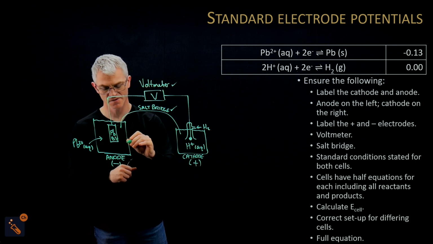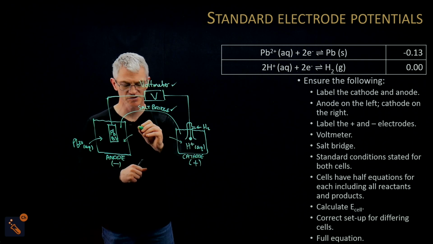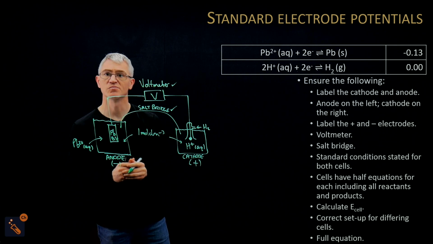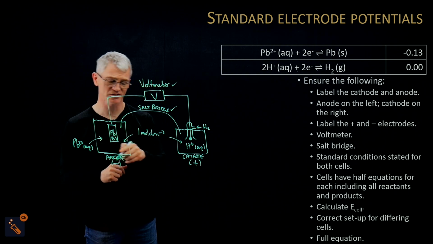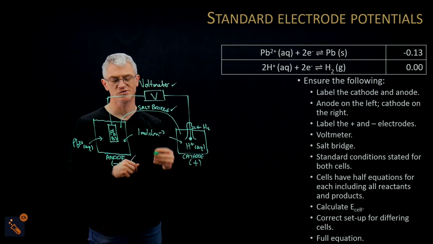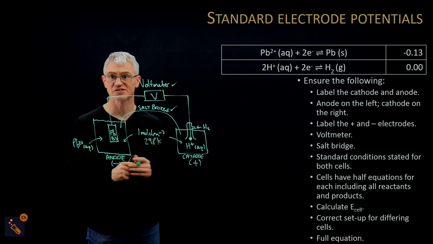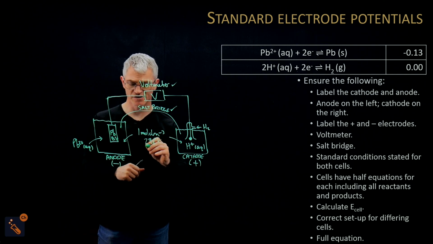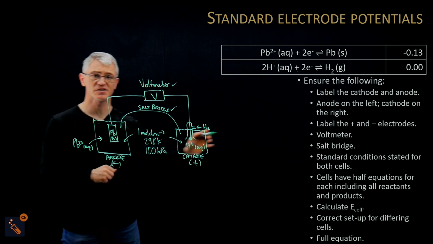Right, okay, so what I'm going to do is I'm going to put an arrow here. And I'm going to put 1 mole per decimeter cubed. So I'm telling you that Pb2+ is 1 mole per decimeter cubed. That is 1 mole per decimeter cubed. I'm going to say that's 298 K. And I want to say 100 kilopascals. So I have done all of my standard conditions.